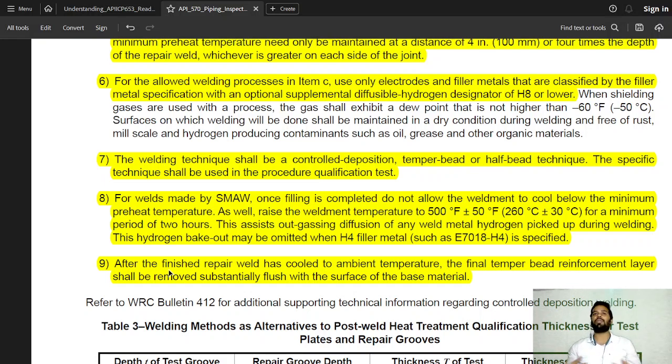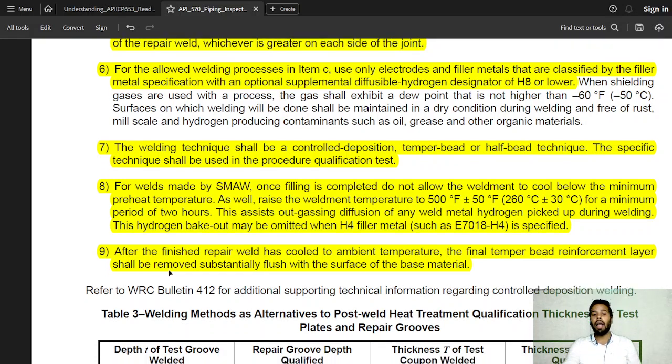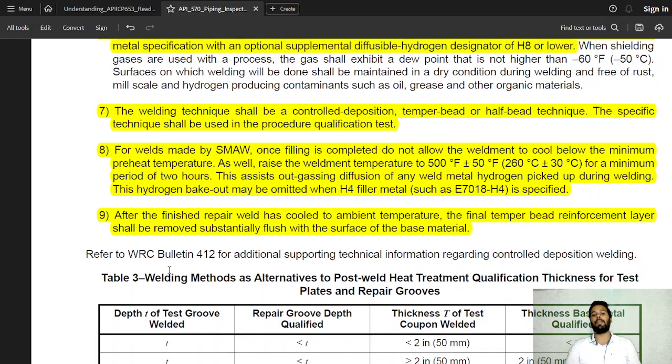So in most cases, when the welding is done, if there is a loss of shielding gas, or if your electrode has moisture entrapment inside it, you can have hydrogen entrapment inside the material, which can lead to delayed cracking or hydrogen-induced cracking later on. After the finished repair weld has cooled to ambient temperature, the final temper bead reinforcement layer shall be removed, substantially flush with the surface of the base metal.